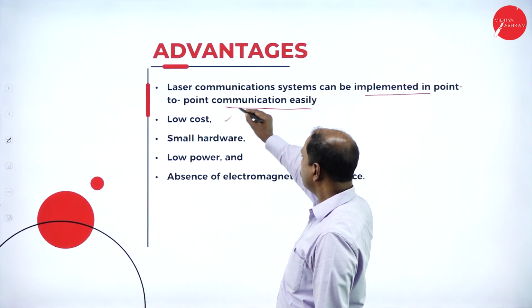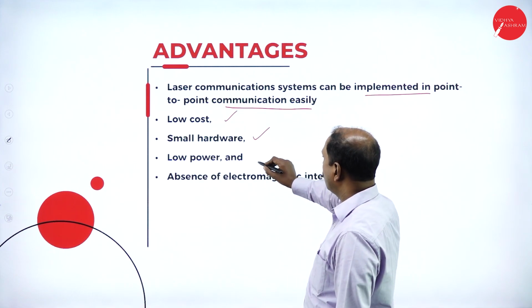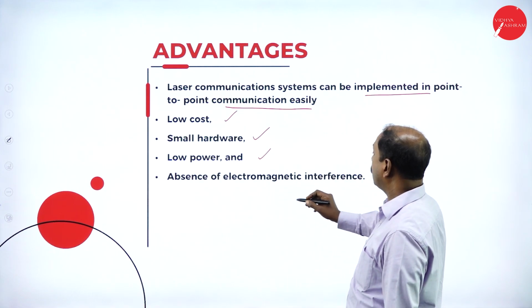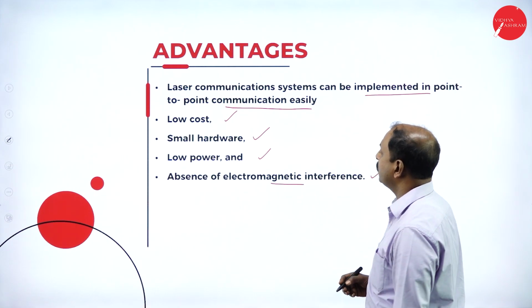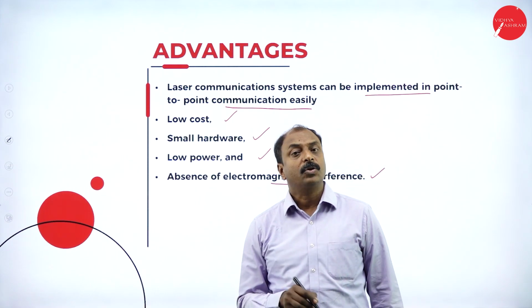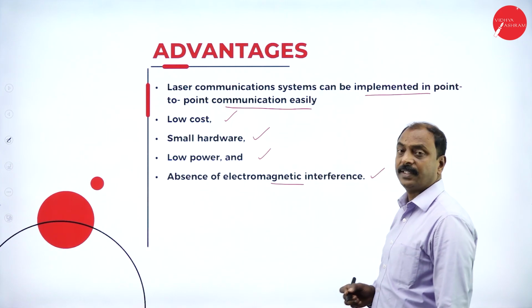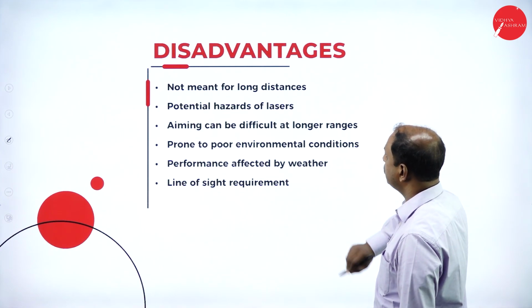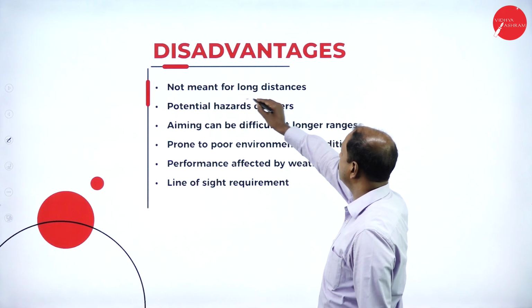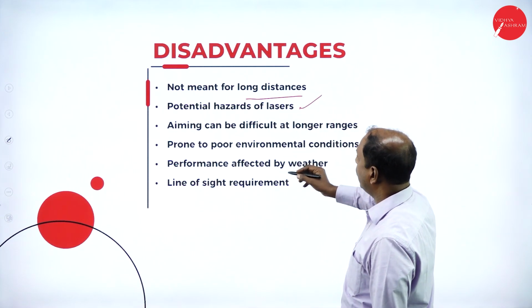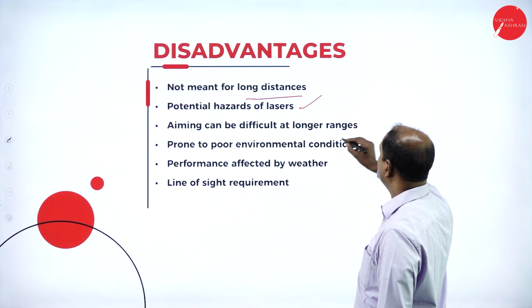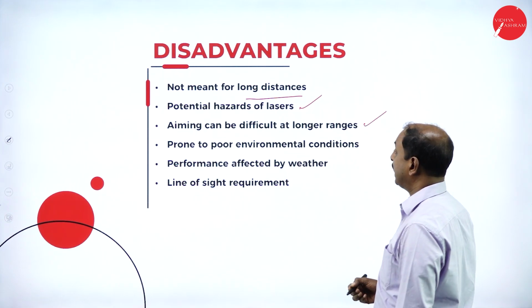Next one is low cost, small hardware, low power, and absence of electromagnetic interference. This is the advantage of this. So there won't be any interference with electromagnetic interference. Now, disadvantages: not meant for long distance, potential hazards of lasers, and aiming can be difficult at longer ranges.